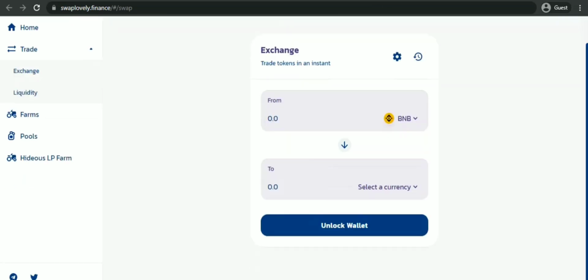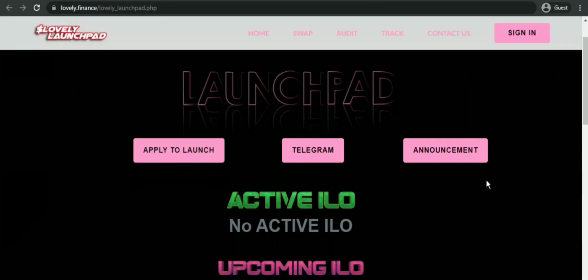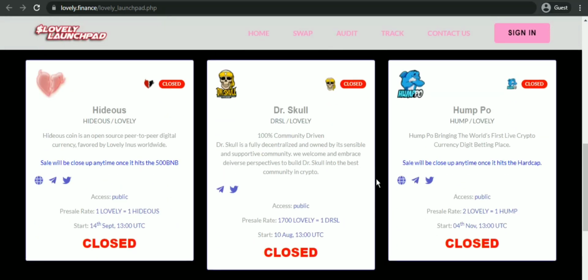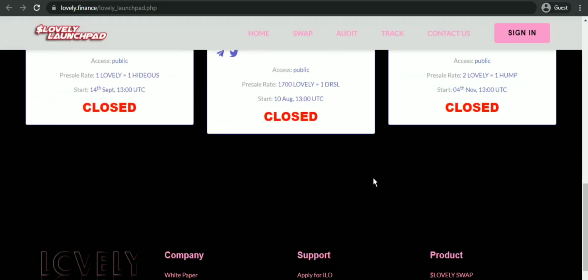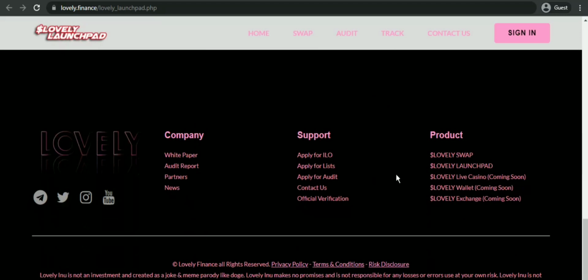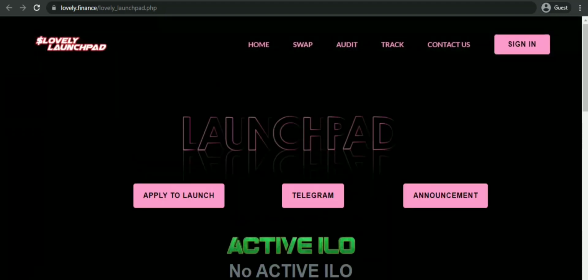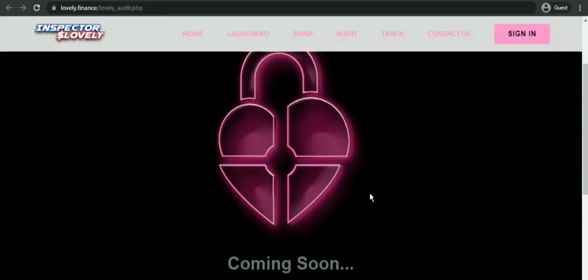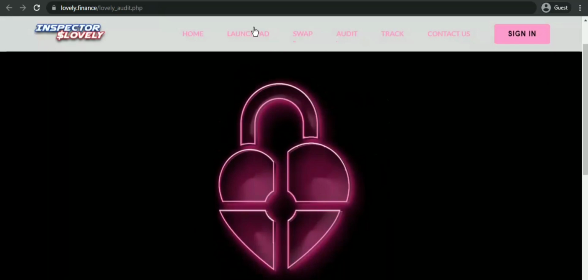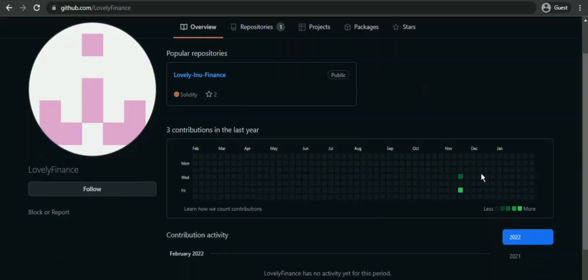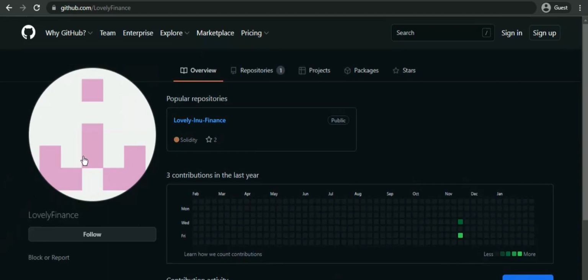So this is it, an amazing platform with amazing potentiality, which is Lovely Inu, which has a goal to bump its own token price to $1 by the end of this year. So what are you waiting for? Start investing and help them to grow their journey to their next level, which is Lovely Finance or Lovely Inu.